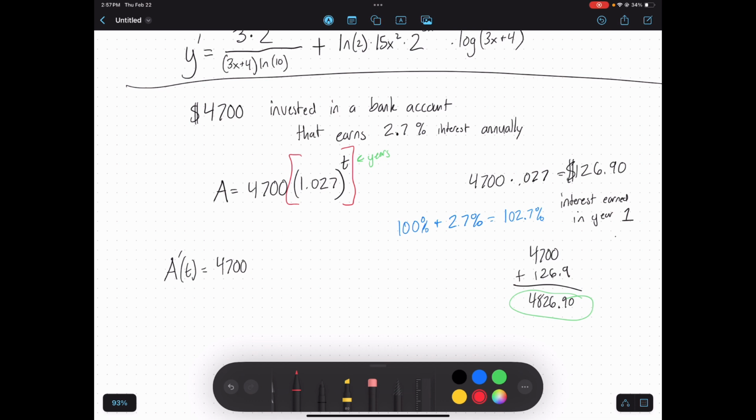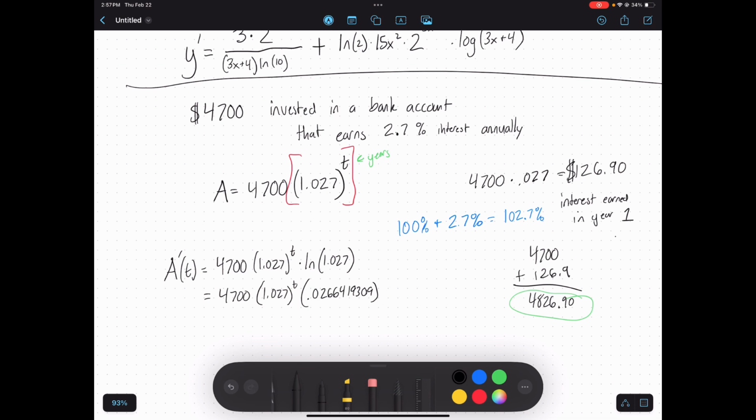Well, the derivative of that is 1.027 raised to the t. I keep all of that, but then I have to multiply it by the natural log of 1.027. Since 1.027 is a constant, I can go ahead and just plug that into my calculator to get a value out. And I get 4,700 times 1.027 raised to the t times approximately 0.0266419309. Okay.